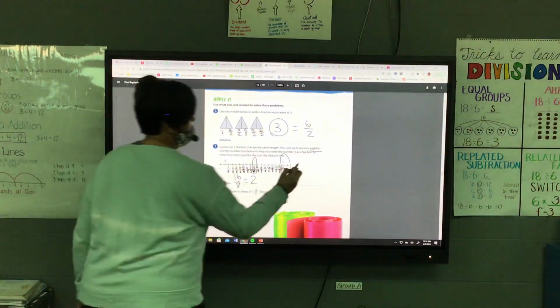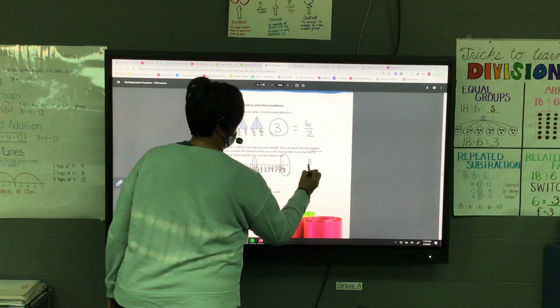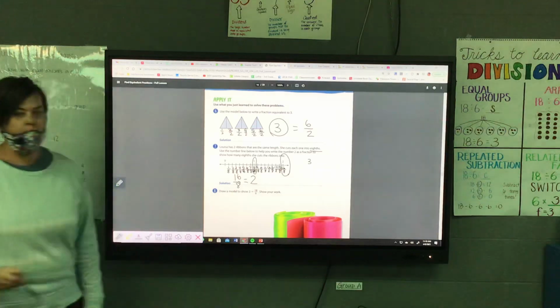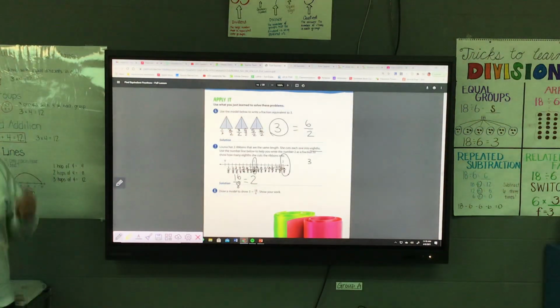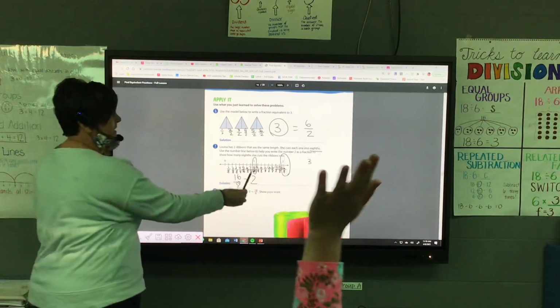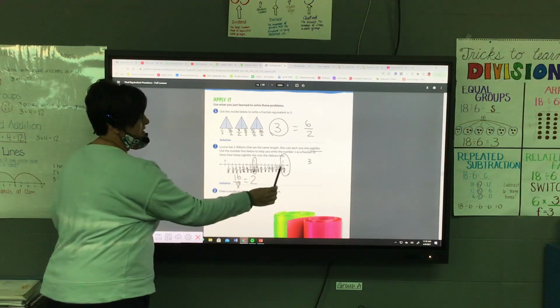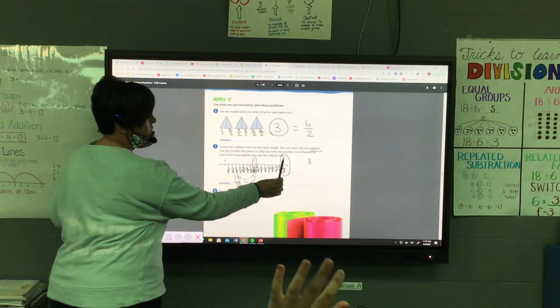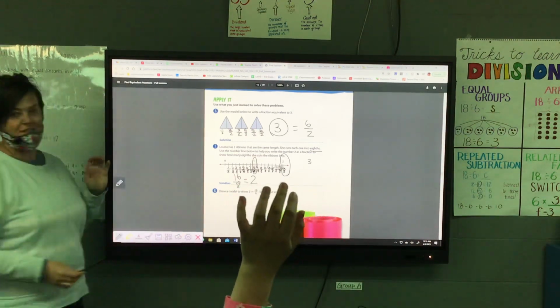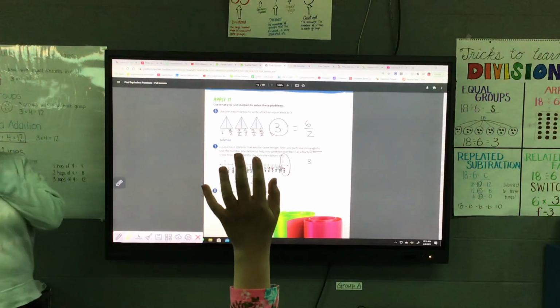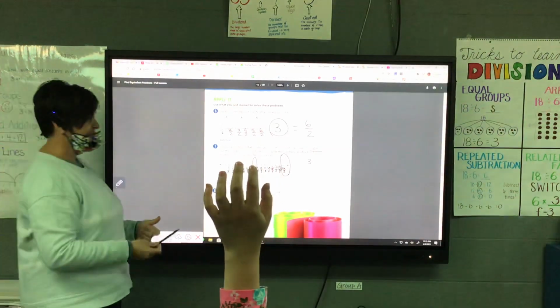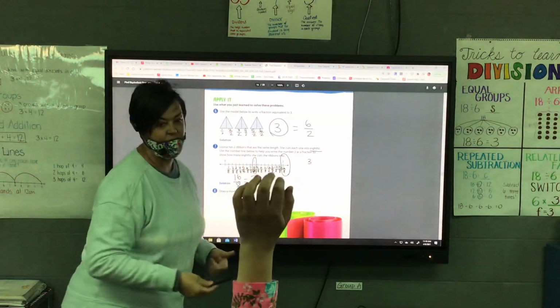Who thinks they can figure out what the fraction would be for 3 wholes? If 8 eighths was 1 whole, 16 eighths was 2 wholes. There's a pattern to it. It's like you're skip counting by eighths, right?